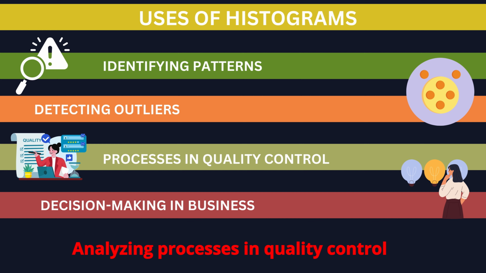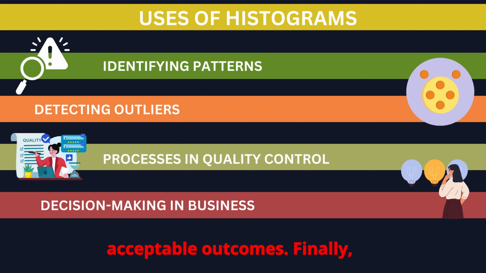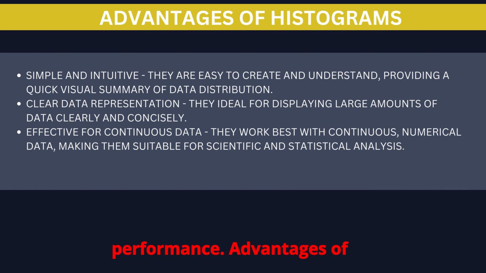Analyzing processes in quality control comes next. In manufacturing and quality control, histograms are used to ensure that processes produce consistent and acceptable outcomes. Finally, decision-making in business. Histograms help businesses analyze customer data, sales trends, and process performance.